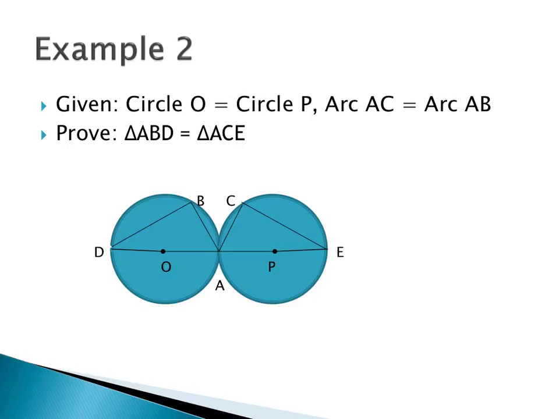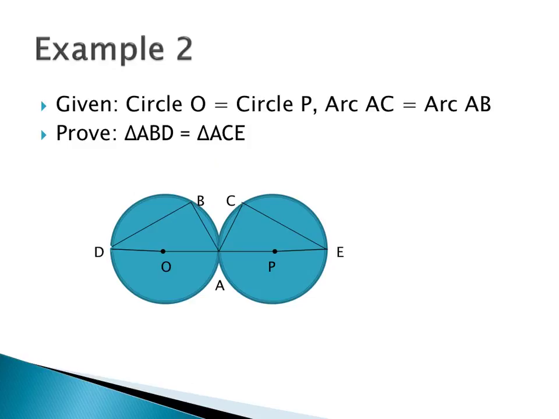It says, given circle O is equal to circle P, arc AC is equal to arc AB. Prove that triangle ABD is congruent to triangle ACE. Wait, is that a proof? It's sneaky because it says the word prove, right? Just by chance. Who said there's going to be proof on your test? We haven't even made it yet. Don't worry. There's no stress yet.